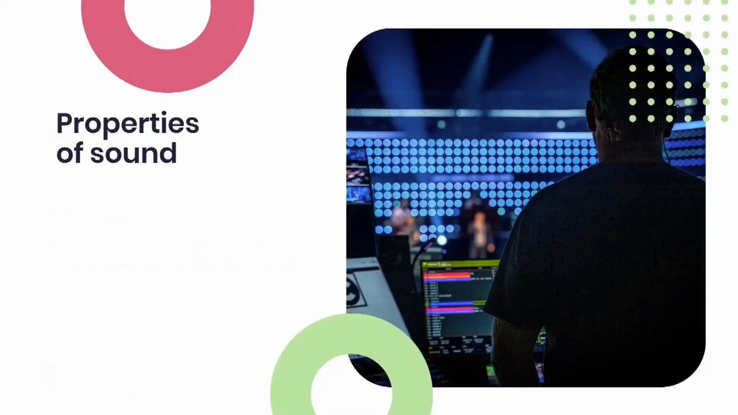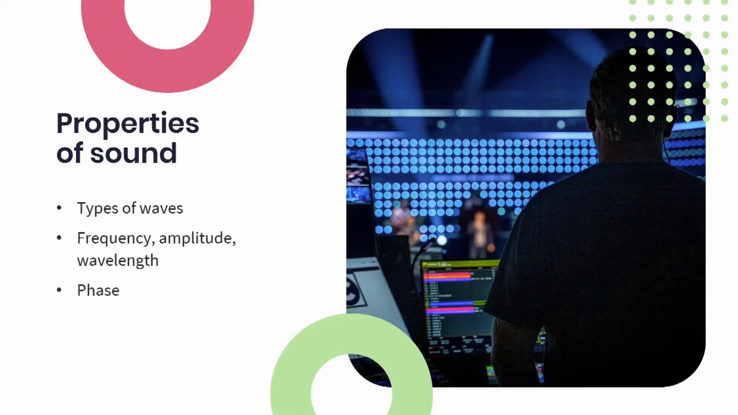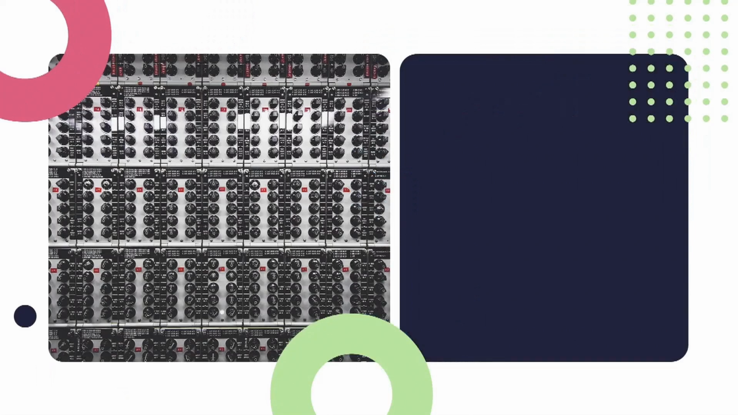The properties that we'll discuss in topic 1 for today are wave types, frequency, amplitude, wavelength, phase, and harmonics. After this section, we'll look at software, hardware, and then we'll get to make some recordings. Firstly, let's begin with the types of waves.